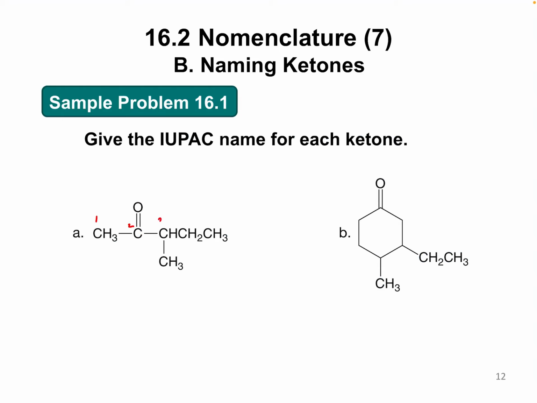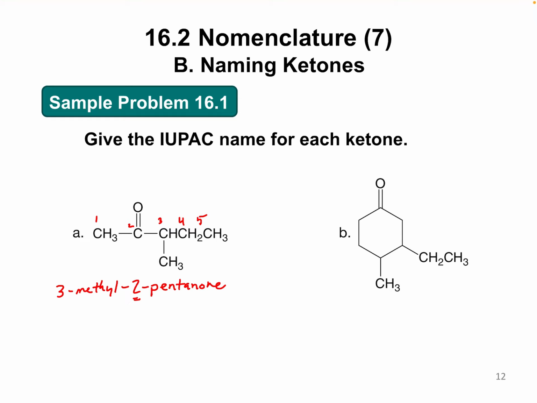So it looks like we have a 5-carbon long main chain here. All right, the ketone is at carbon number 2. We have a methyl group at carbon number 3. So this would be 3-methyl 2-pentanone. Remember that 2 is the locant for the ketone.